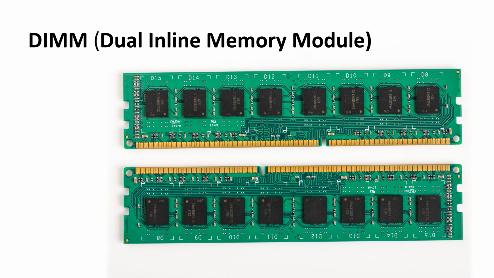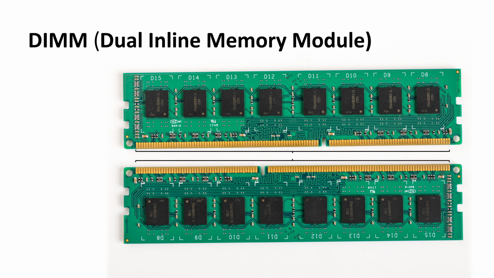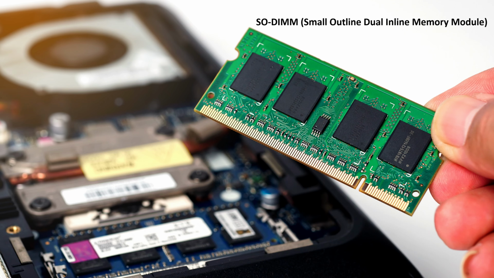The standard RAM used in desktop computers is called DIMM, which stands for Dual Inline Memory Module. It's called dual inline because both sides of the RAM have these gold contact pins. As you can see, DIMMs are fairly large, which makes them unsuitable for laptops or mobile devices. To solve that, a smaller version was created called SODIMM, which stands for Small Outline Dual Inline Memory Module. These are used in laptops and other compact devices.